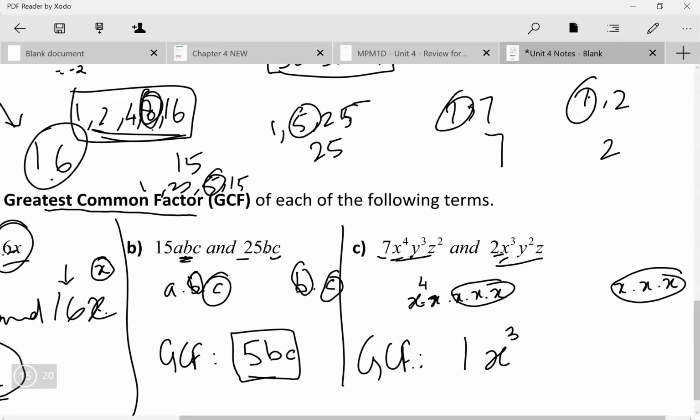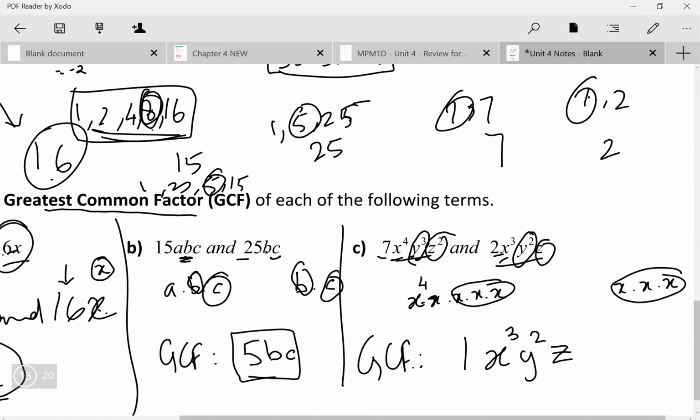So for example, here we see a y. We have y to the power of 3, y squared. My y squared is going to come out as my greatest common factor. That's the lowest power I have. I have a z squared and a z, which is z to the power of 1. So z to the power of 1 is the lower power.